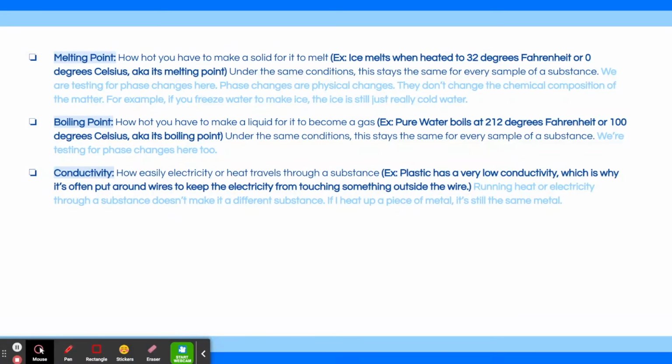Boiling point, which is how hot you have to make a liquid for it to become a gas, is also a phase change, so it's a physical property. Conductivity, which is how easily electricity or heat travels through a substance, is a physical property because running heat or electricity through a substance doesn't make it a different substance. If I heat up a piece of metal, it's still metal.